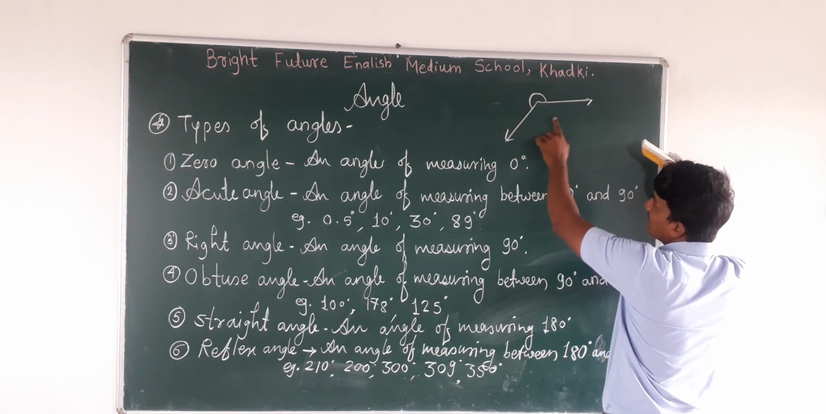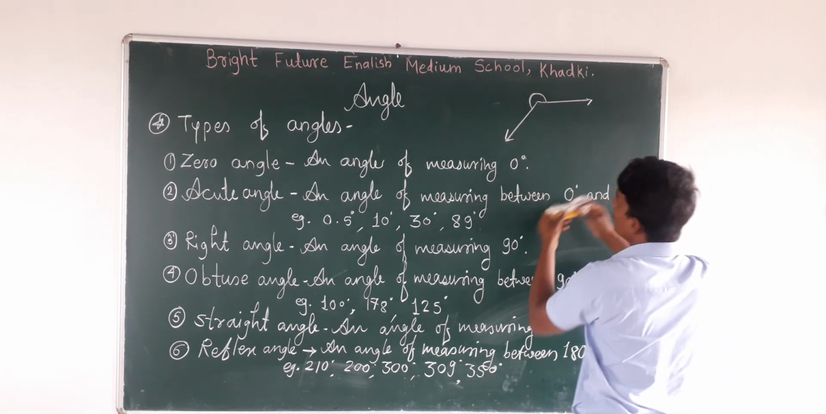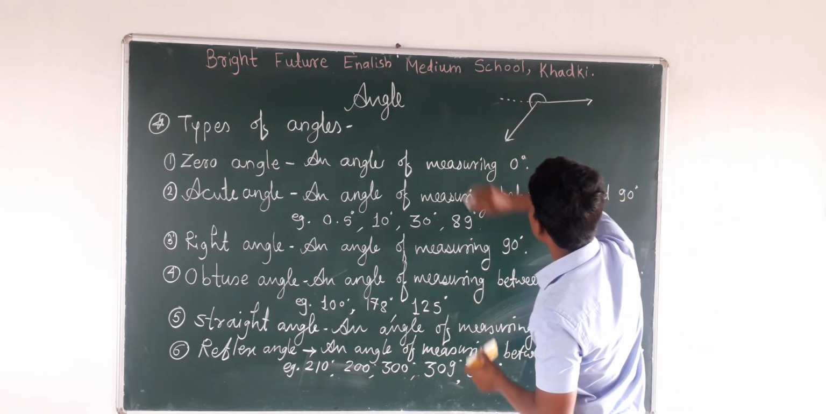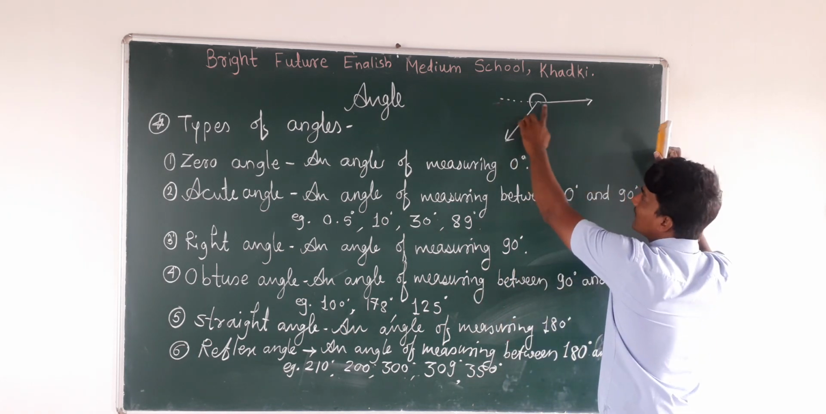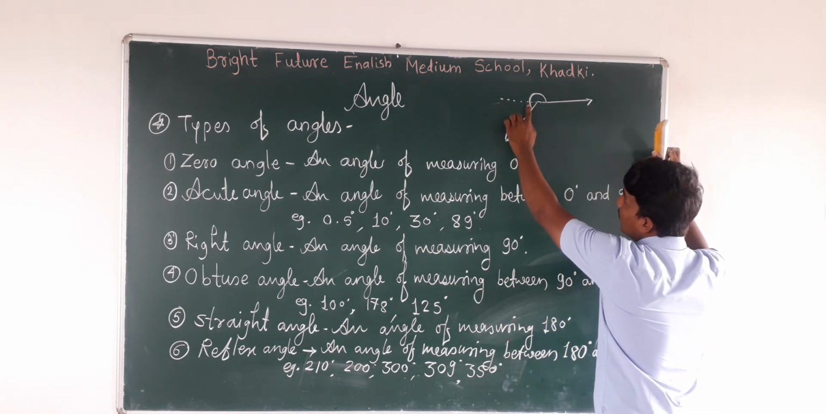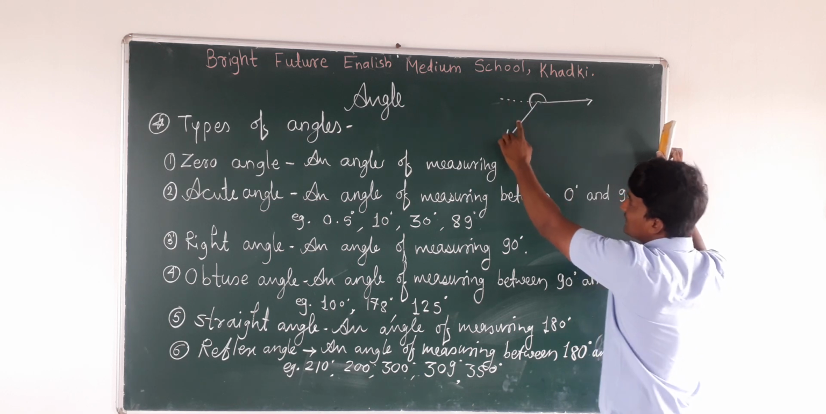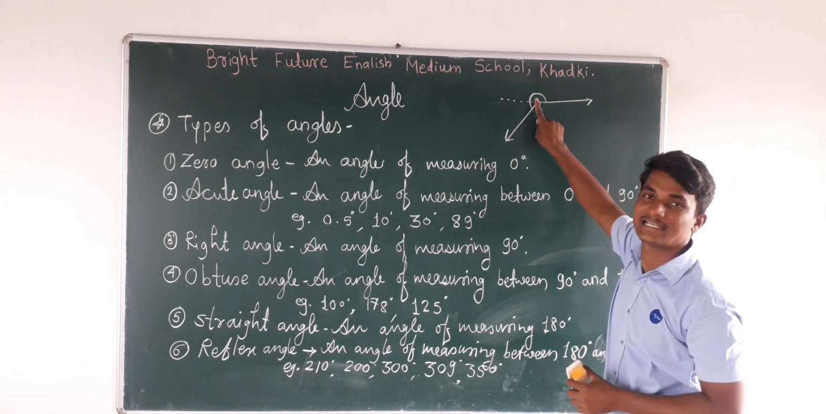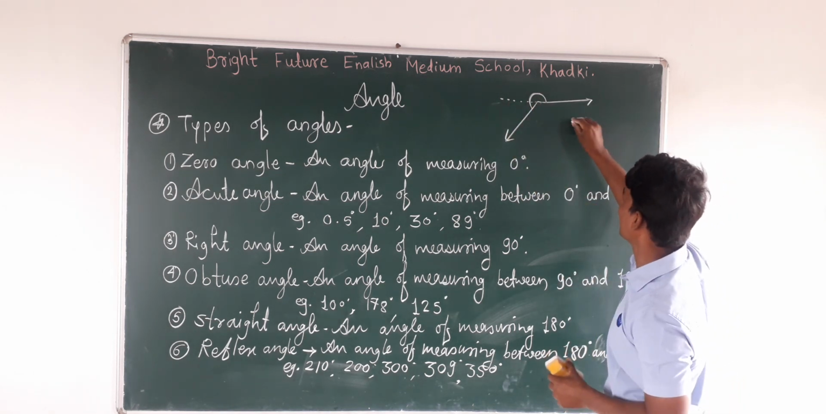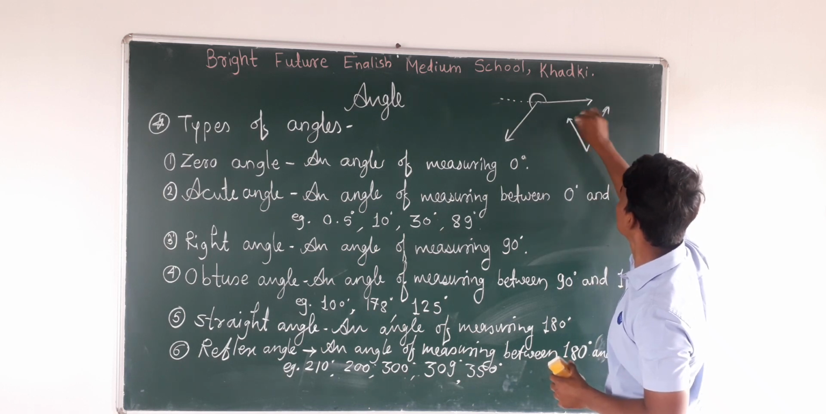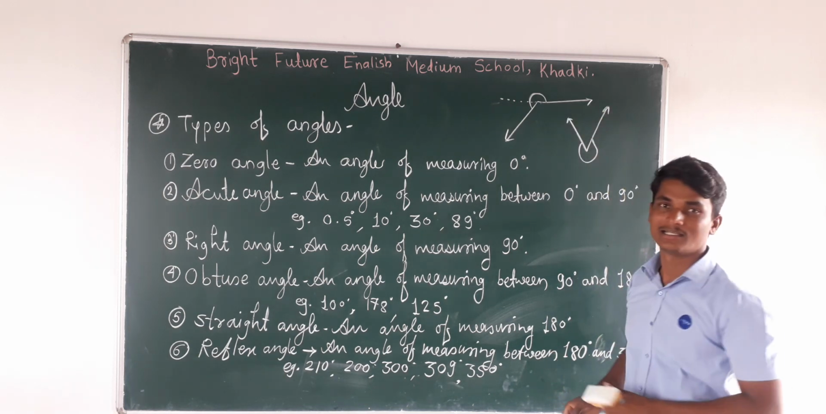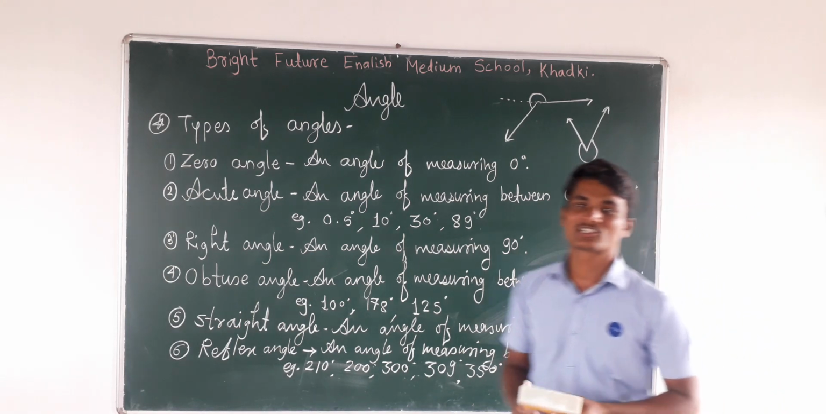We are not considering this angle, we are considering from this side. Suppose this dotted line indicates that straight line. This dotted line is a straight line, but more than that, more than a straight line, that angle is indicated as a reflex angle. Another example, suppose this one, this angle is called a reflex angle. So a reflex angle looks like this.